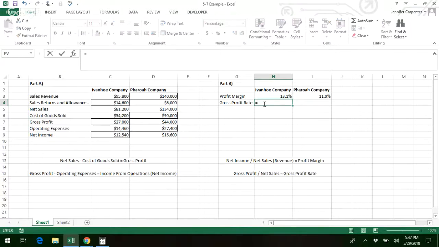Gross profit rate is discovered by doing your gross profit divided by net sales. Oh, sorry, net sales up here. And then you'll do it for Faro Company, the same thing. You'll do gross profit divided by net sales. And that's pretty much it for the problem.